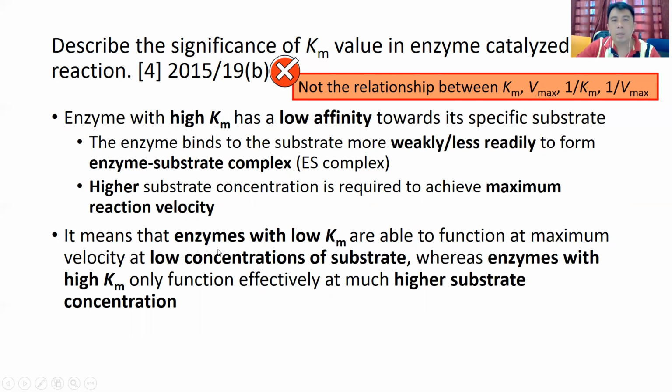So it means that enzymes with low Km are able to function at maximum velocity at low concentration of substrate, whereas enzymes with high Km only function effectively at much higher substrate concentration. So if we get a list of enzymes and their respective Km values, from the Km value we know the enzyme with very low Km can achieve maximum velocity faster at low concentration of substrate, compared to the higher Km.